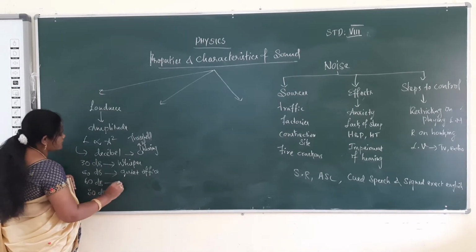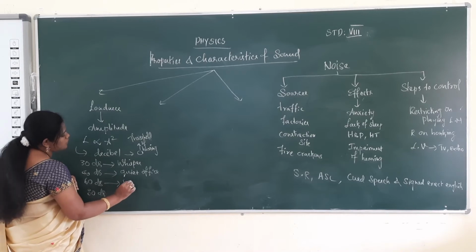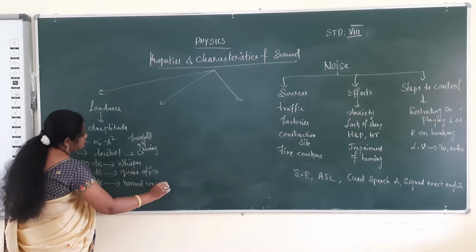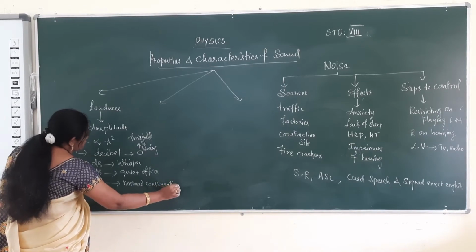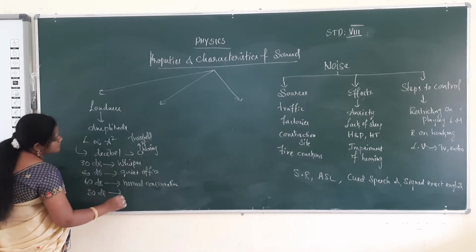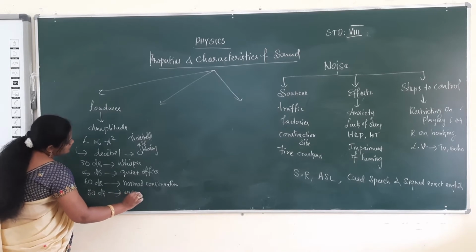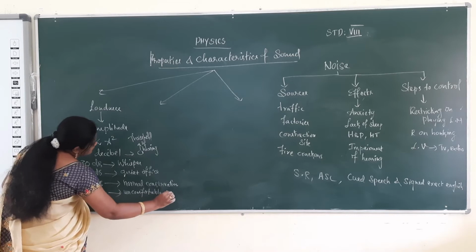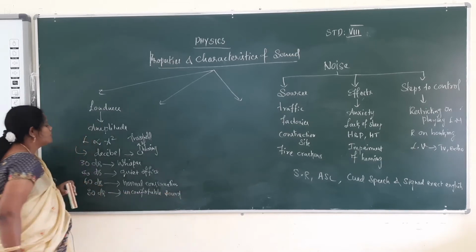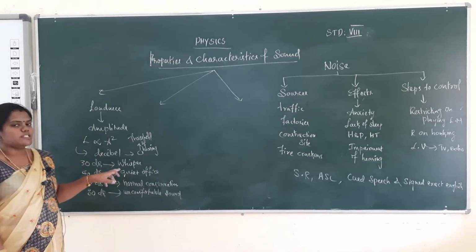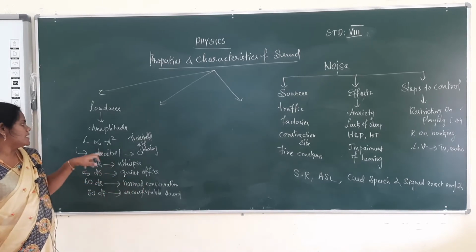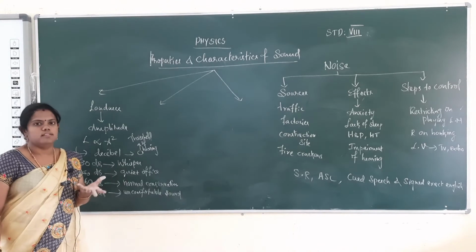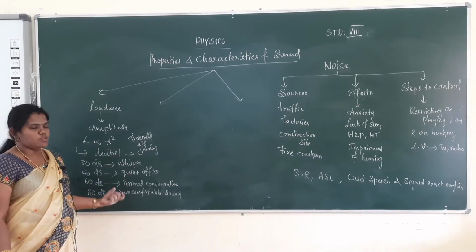60 decibel means normal conversation, speaking normally. 80 decibel means uncomfortable sound. This will be a painful sound. So decibel is a range to explain the sound, a unit of loudness also. Loudness means shouting loudly. Each range has its own loudness value.